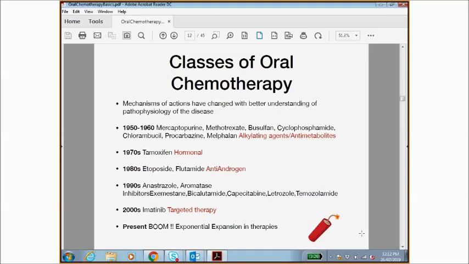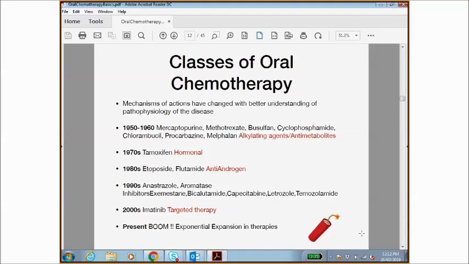So as we learn more about the disease, the pathophysiology of cancer, there have been improvements and a lot of different options in the treatment of chemotherapy. So oral chemotherapy is not new. It's been around since the 1950s, and there are plenty of agents that have been around since that time. They were mostly alkylating agents and antimetabolites. Then as we went on, we discovered hormonal therapy, and then developed an anti-androgen.